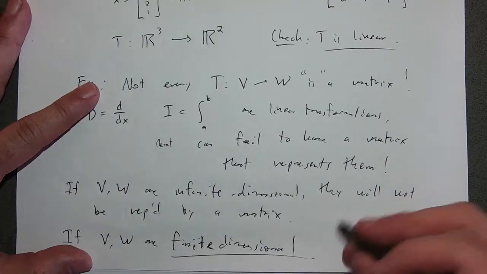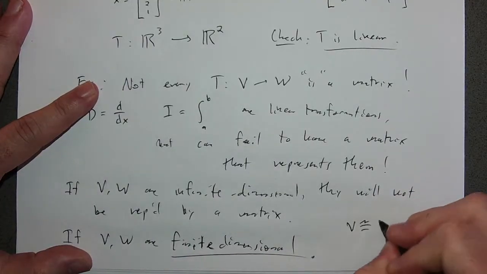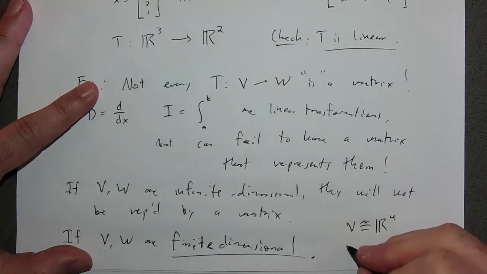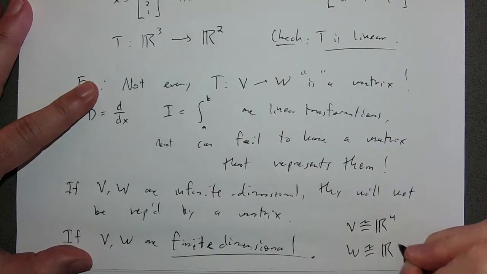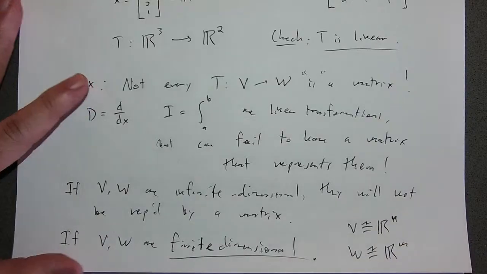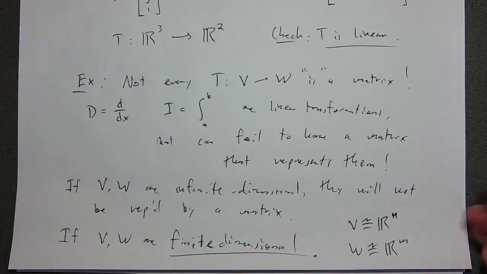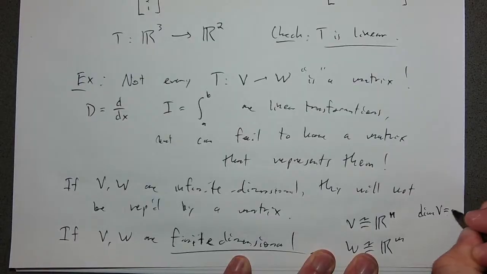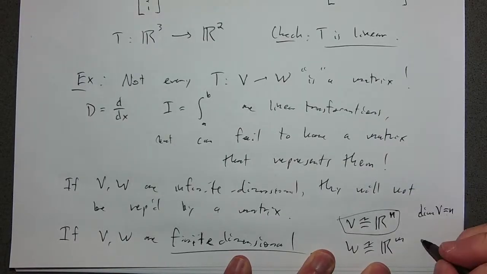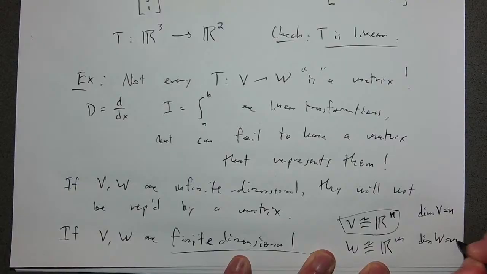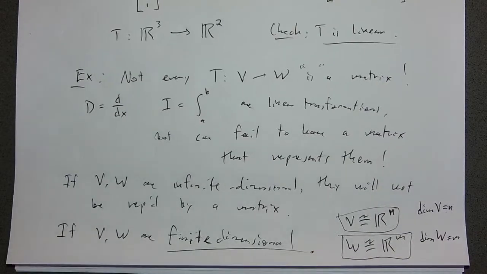If V and W are finite dimensional, then V is some Rn, and W is some Rm, where n and m might be the same number, but they also might not be. So if the dimension of V is n, then it is isomorphic to Rn. If the dimension of W is m, it is isomorphic to Rm, and so on. So being a finite dimensional vector space means really you're just an Rn or Rm.